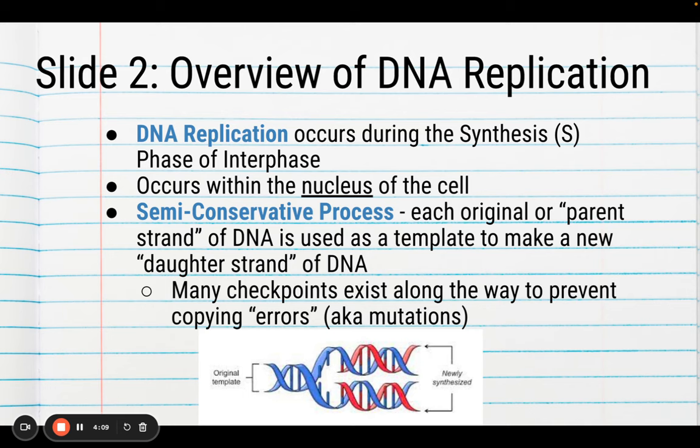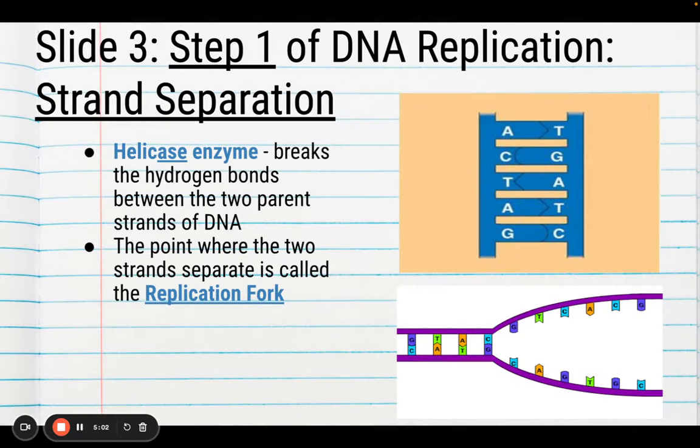It is important to point out that in the cell cycle, there are many checkpoints along the way to prevent copying errors, and we'll talk more about those. Those errors are called mutations. So the first step of DNA replication is strand separation. Before you can make a copy of DNA, you've got to break these bonds between your nitrogen bases. And remember, these are hydrogen bonds between the bases.